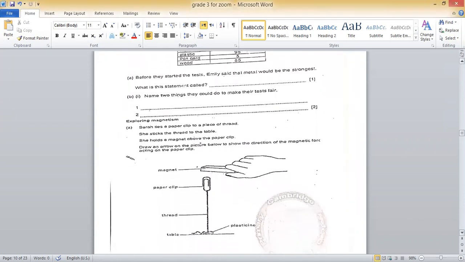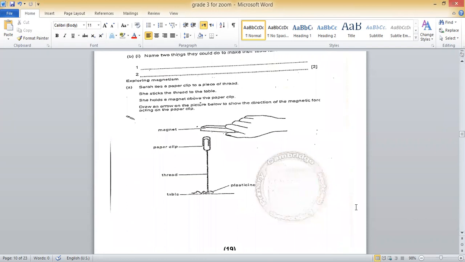Exploring magnetism. Sarah ties a paperclip to a piece of thread. She sticks the thread to the table. She holds a magnet above the paperclip. Draw an arrow on the picture below to show the direction of the magnetic force acting on the paperclip. Now the paperclip is attracted to the magnet, so the direction of the pulling force will be upward. So the magnetic force will be upward.